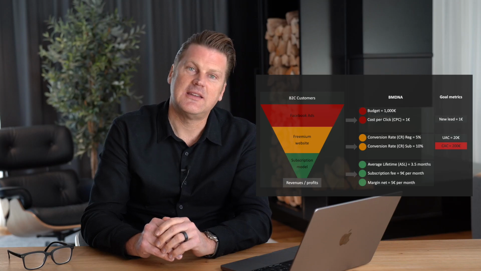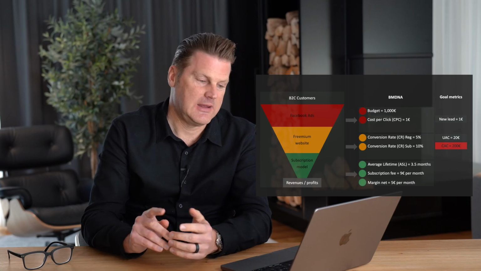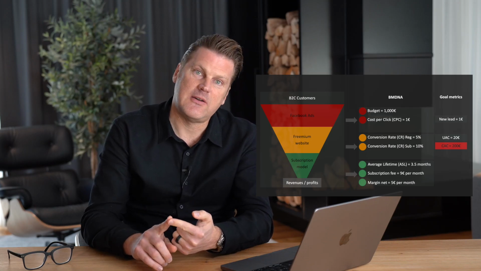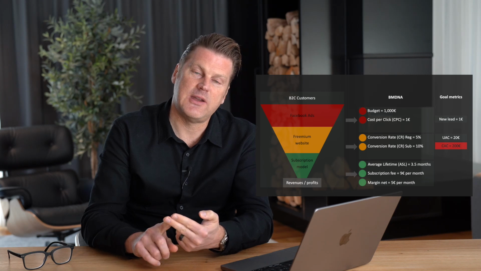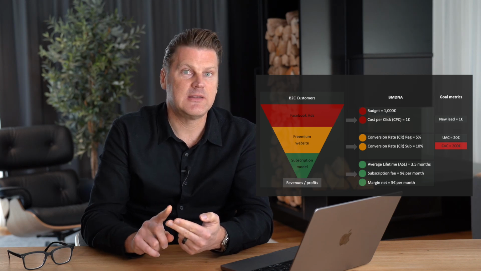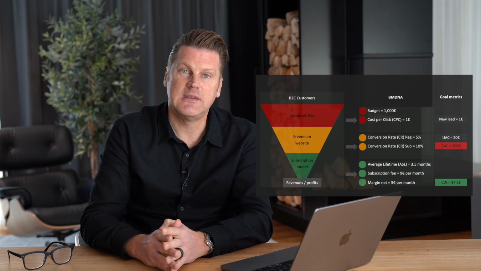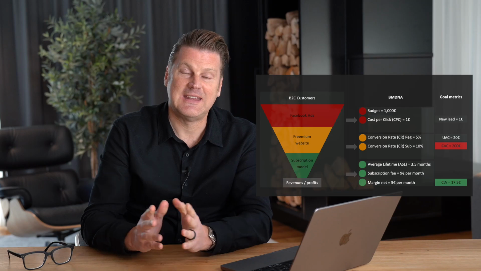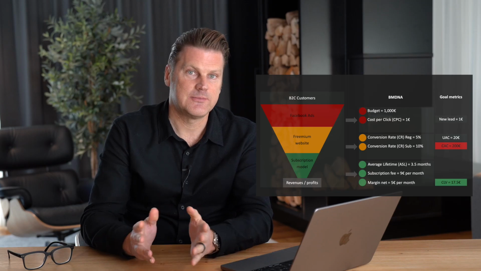Let's look at the customer lifetime value. People stay on average 3.5 months and the margin per month is €5. 3.5 months times 5 is €17.50. That's the customer lifetime value.